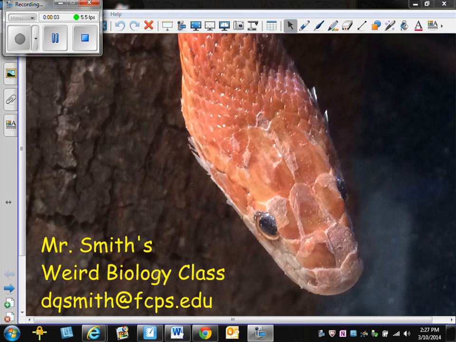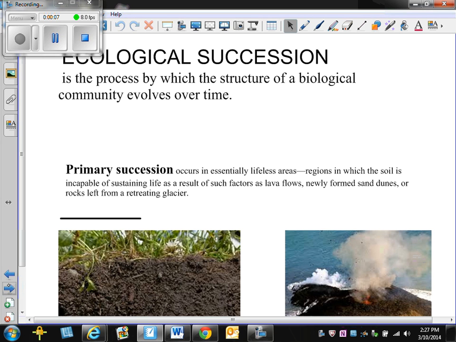Welcome to Mr. Smith's Weird Biology class. Today we're going to explore two types of succession that we study in ecology. This is called ecological succession. It is the process by which the structure of a biological community evolves over time.